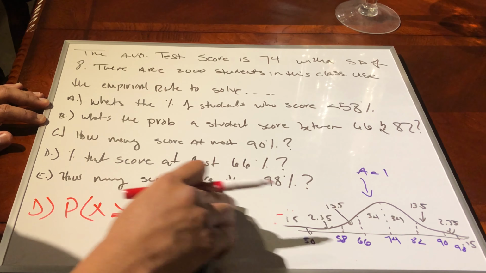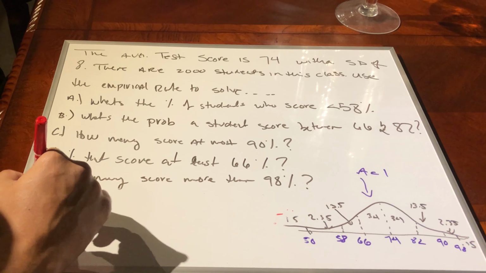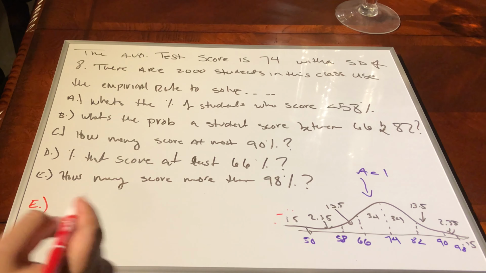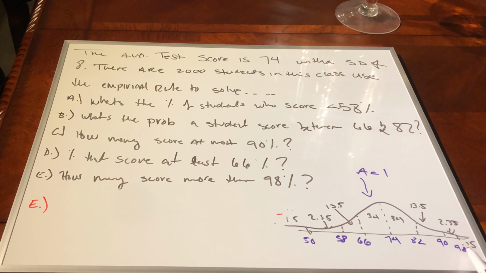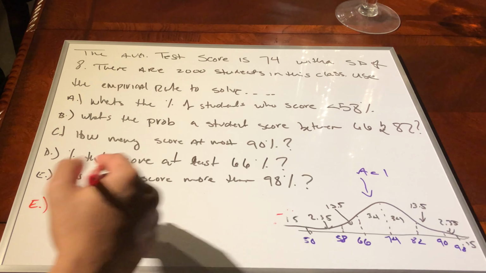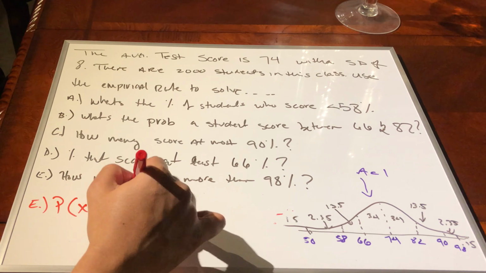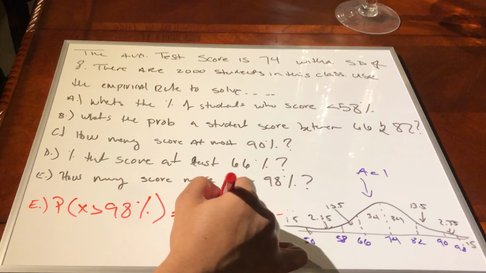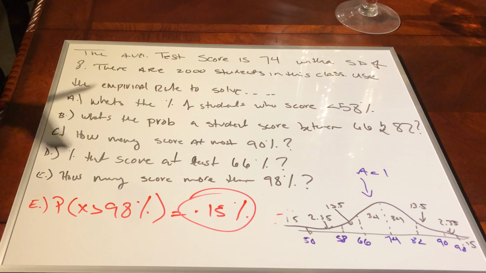That one's relatively simple. And then part E, which is one of the easiest questions. E and A are really easy. How many students scored more than 98%? Well, 98% is right here, this outlier here. So the probability that a student scored greater than 98% is 0.15%, and that is your final answer. So this is relatively easy.